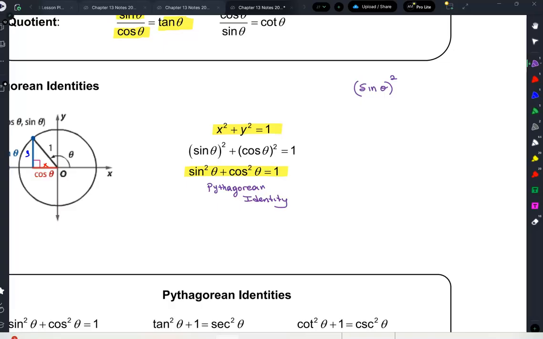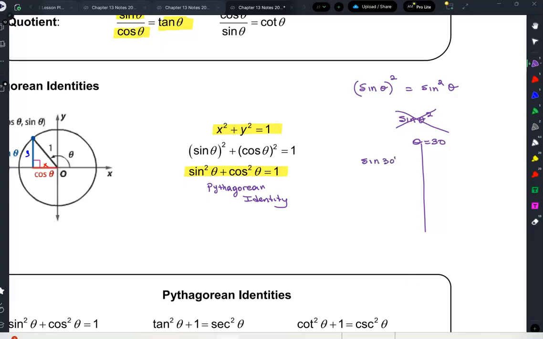So if you want to say sine theta squared, the only way to say it is sine squared theta. If you say sine theta squared, that is a different thing entirely. So let's talk about what those are. Suppose you have an angle 30 degrees.